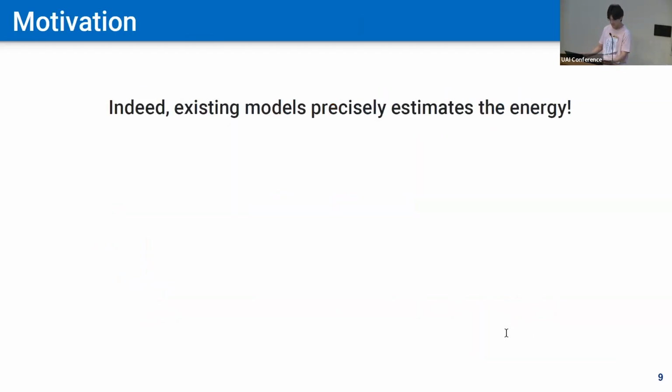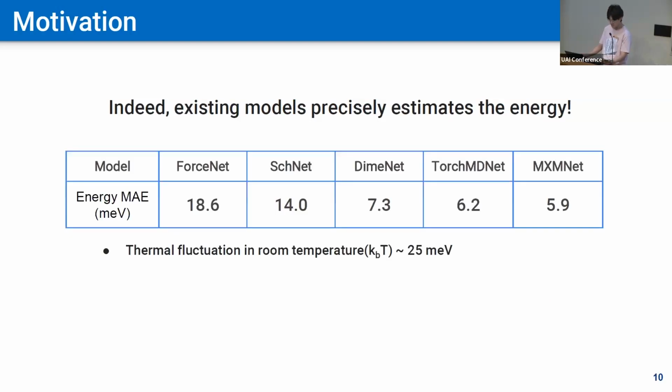So the existing models are very accurate in estimating the energy. Here's one example. This table shows the errors in the total energy prediction task on the QM9 dataset, which comprises only stable molecules. We can notice that some errors are less than a quarter of the thermal fluctuations, which are nearly 25 millielectron volts.